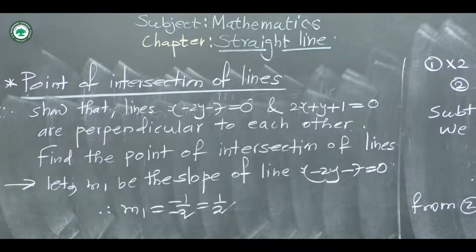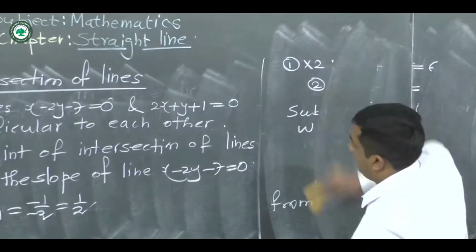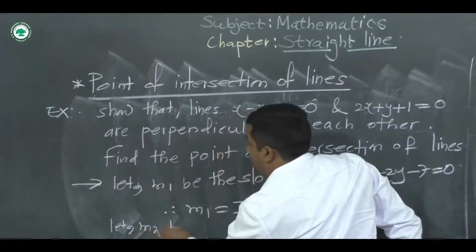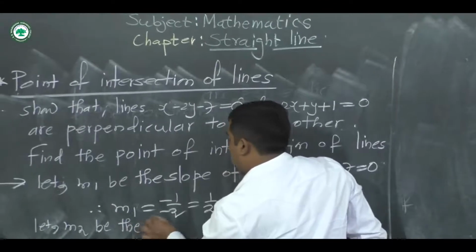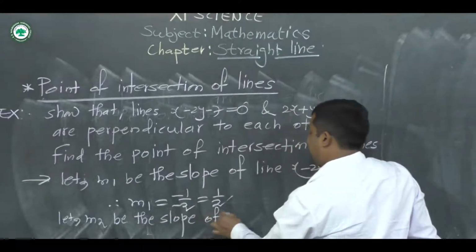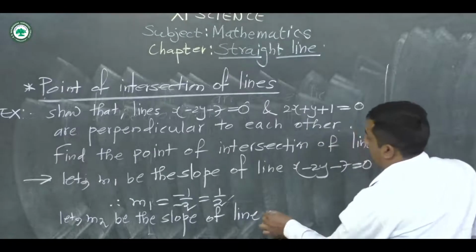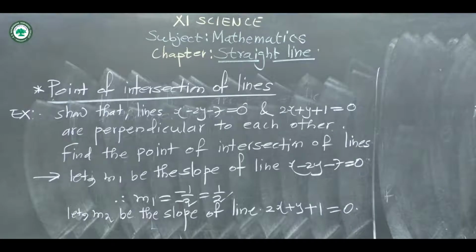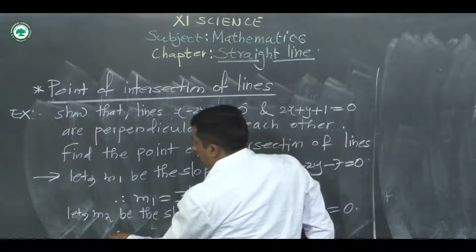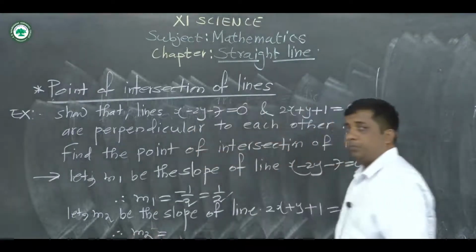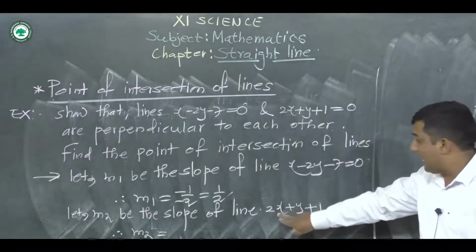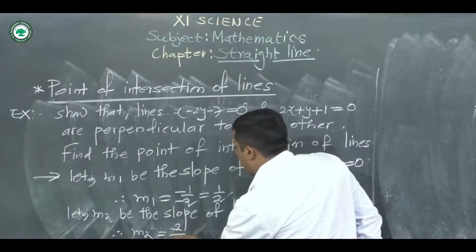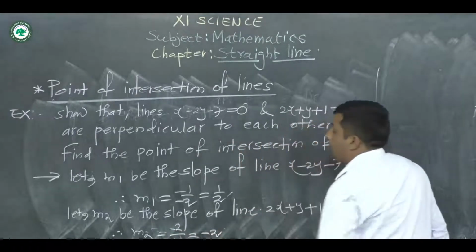Let us consider the slope of the second line as m2. Let m2 be the slope of the second line 2x plus y plus 1 is equal to 0. Therefore m2 is equal to, here a is 2, b is 1, so m2 is minus 2 upon 1, which is equal to minus 2.